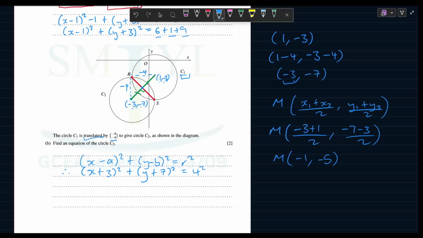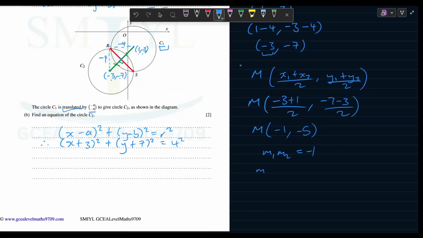And to get the gradient of the line RS, we can start by finding the gradient of the green line, the line through our centers. And because we know that our green line is perpendicular to our red line, we can then use the idea that m1 × m2 = -1. The product of gradients of perpendicular lines is equal to -1.